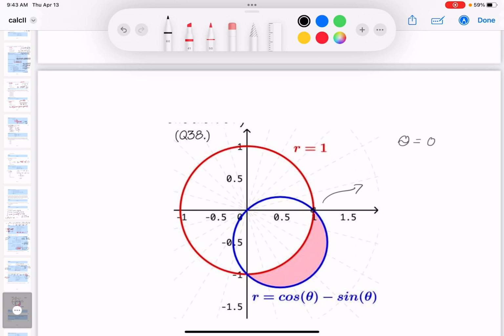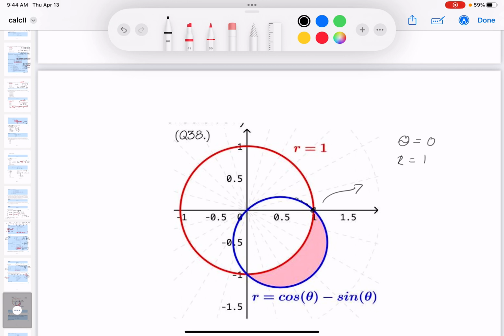If I did that, the r is always going to be 1 in the red circle. Let's look at the blue circle, though. What's the r going to be over there? This is a polar equation, by the way. It's going to be cosine of 0, which is 1, minus sine 0, so it's 1. Looks pretty good. All right, going to keep going along.